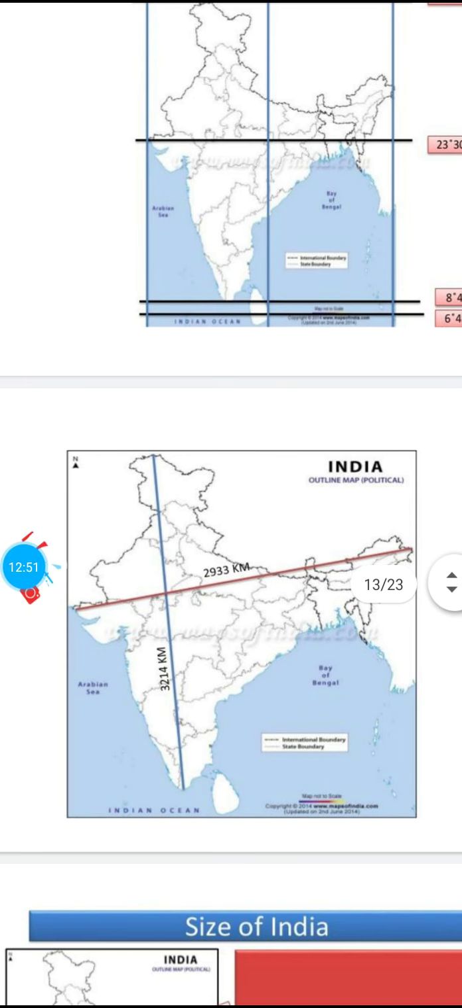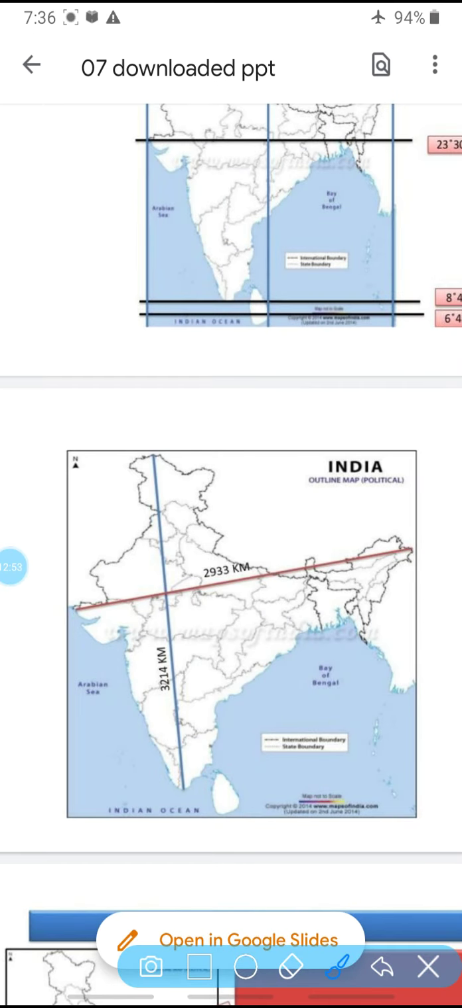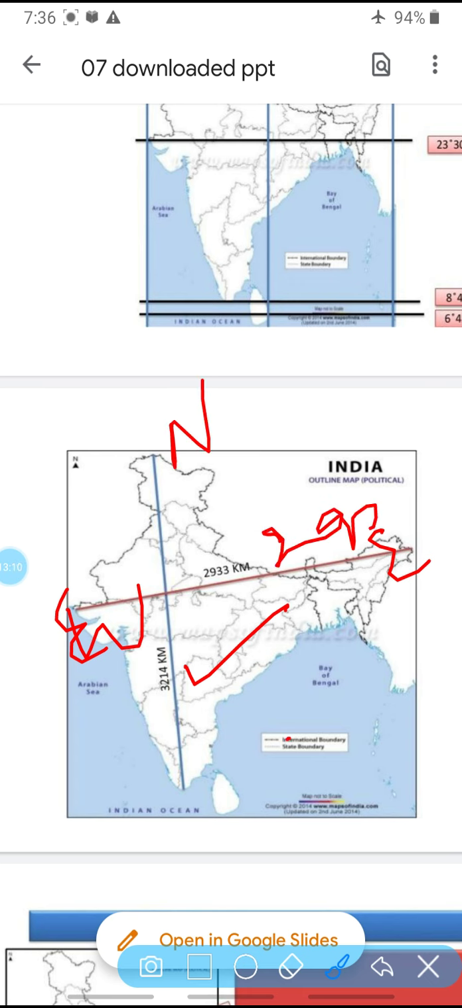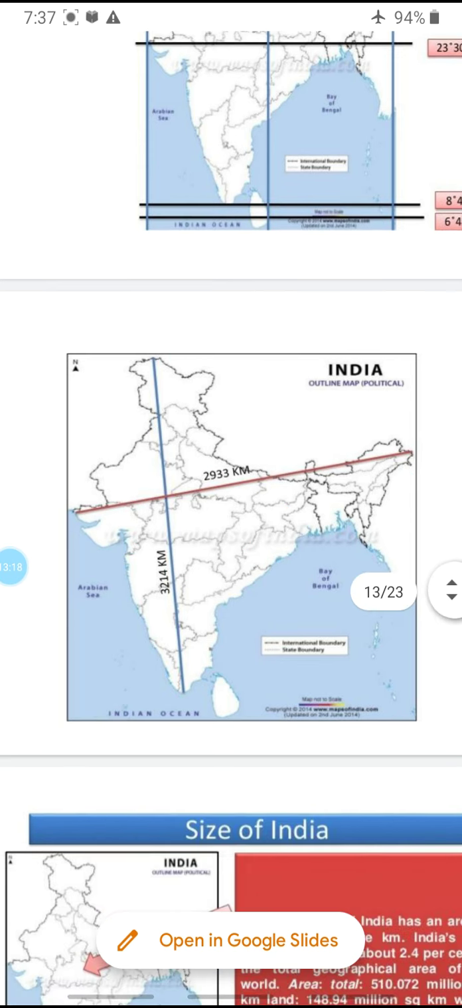Now the total length from north to south and east to west. North to south, the total length of India is 3214 kilometers, and from east to west it is 2933 kilometers. North to south we have 3214 kilometers, and according to the west to east area there are 2933 kilometers. So this thing we have discussed.